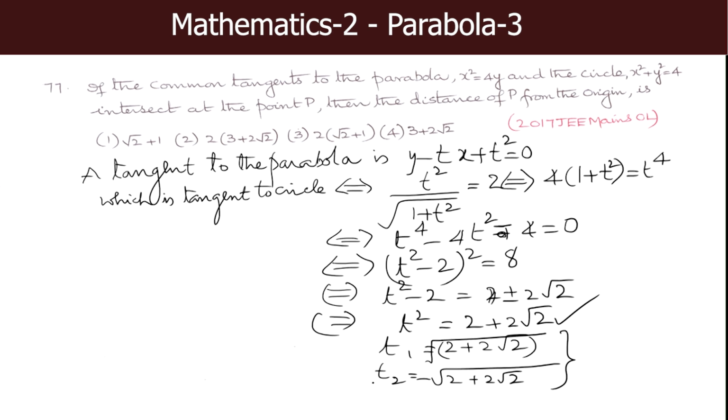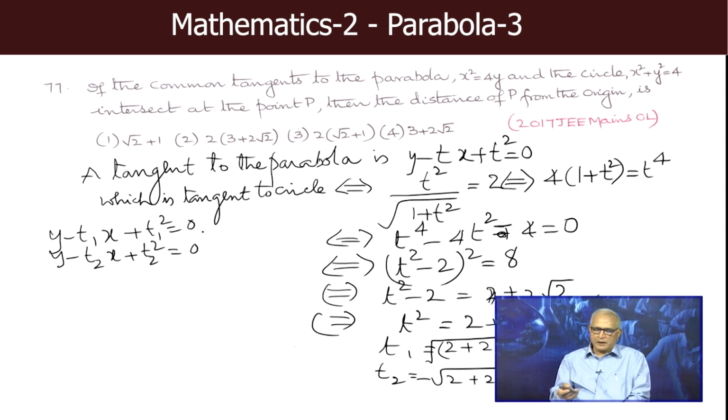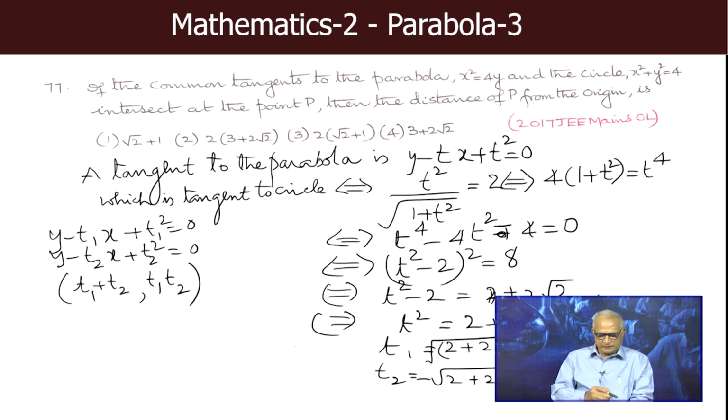Now, what are the two tangents? y minus T1x plus T1 square equal to 0, and y minus T2x plus T2 square equal to 0. You also know the point of intersection of these is a T1 T2, a into T1 plus T2. Here, because the parabola is x square equal to 4y, it is a into T1 T2, a into T1 plus T2. T1 plus T2 comes first, then a T1 T2. That is how you can write it.